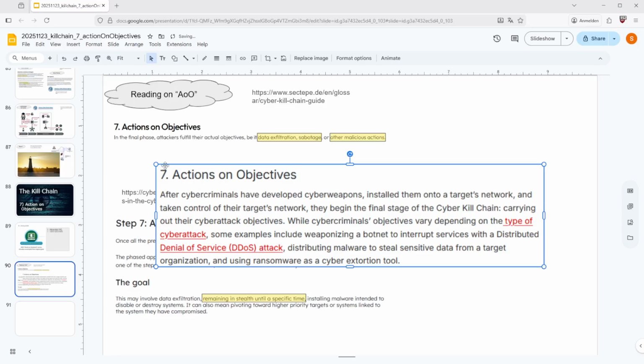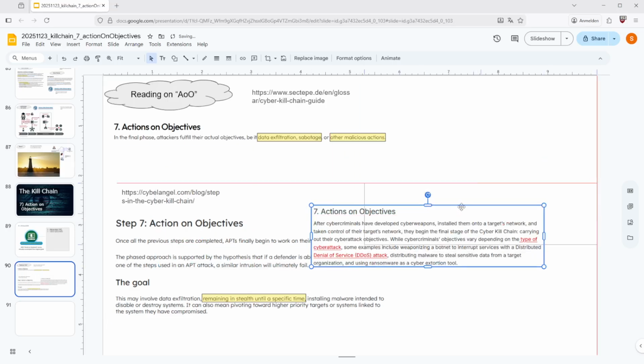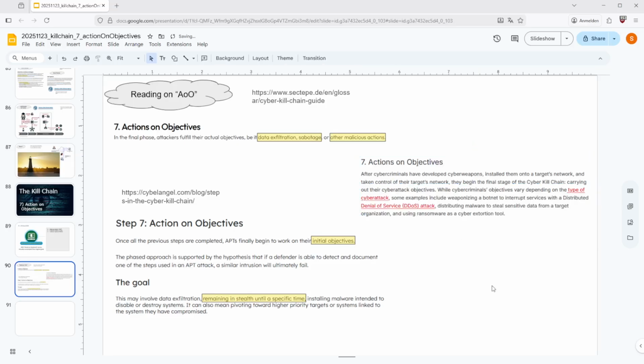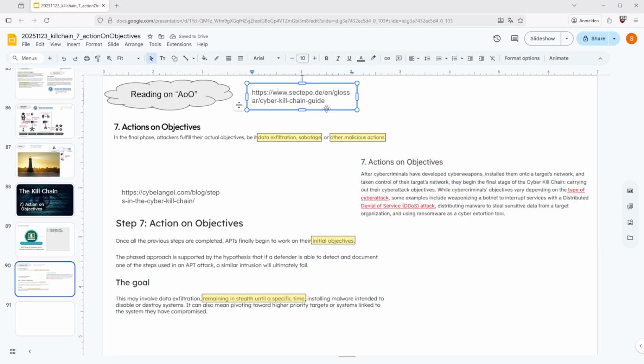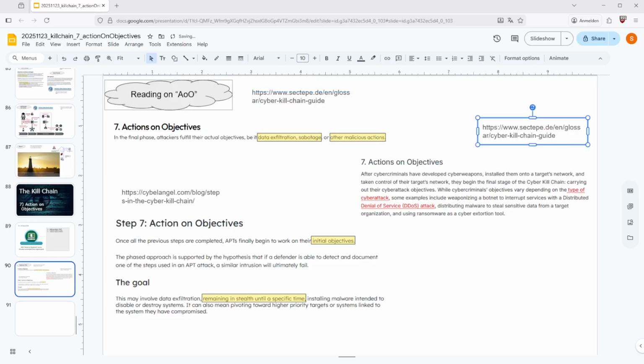There we go. So here we have something from... we put it here, and then we put the source. This is EC Council. You have seen this source already in one of the previous videos. Well, let's see what they have to say about action objective.